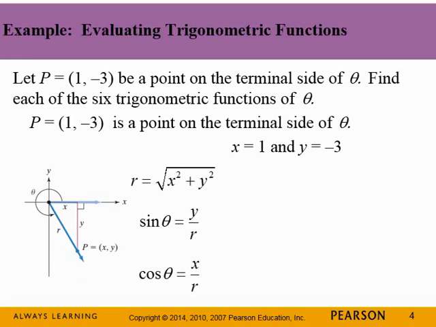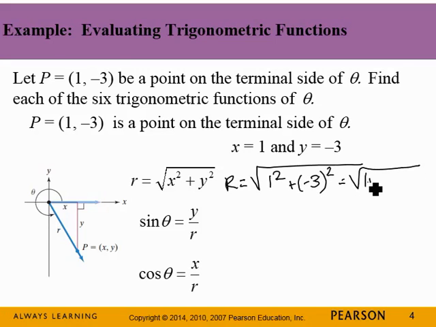So let's look at this first example. It says P equals (1, -3), so x equals 1 and y equals negative 3. So this means we need to solve for r. So r is going to equal the square root of 1 squared plus negative 3 squared. So r is the square root of 10. Now we can solve. So you know y is negative 3 and r is square root 10.